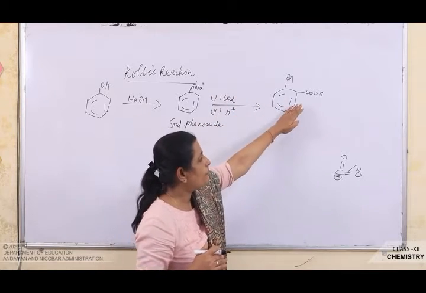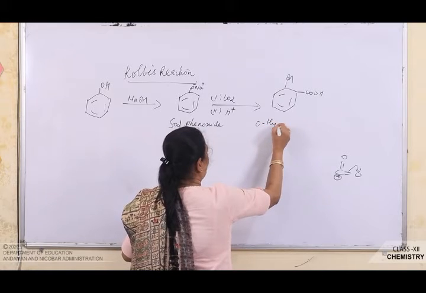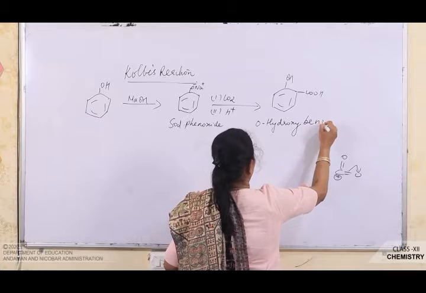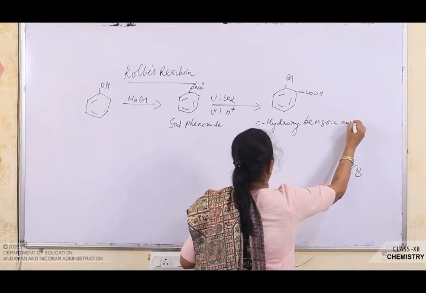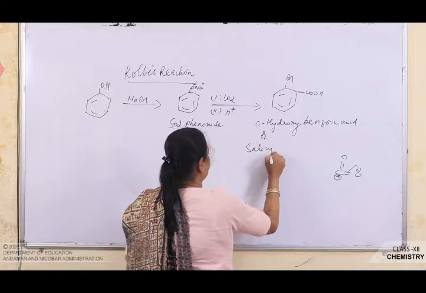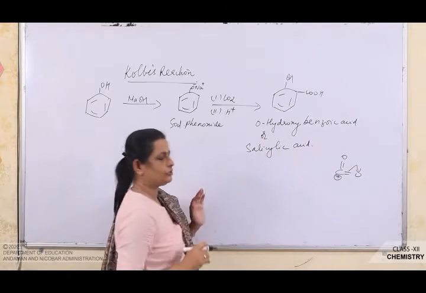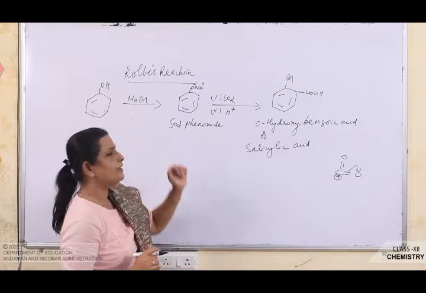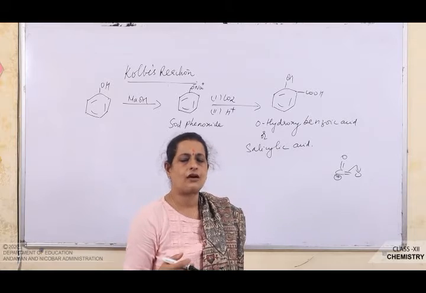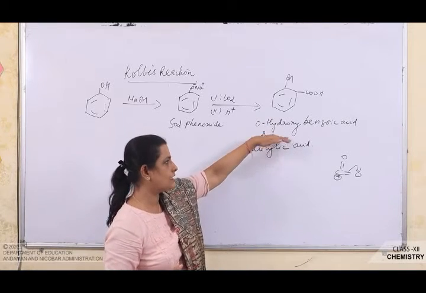So I have written the ortho product, and this one's name will be what? Ortho hydroxy benzoic acid, or it is also known as salicylic acid. Okay. So the major product is ortho. So in all electrophilic substitution reactions where you get ortho and para products, the major product is always what? Para, but in this case the major product is ortho. The reason I will give you.